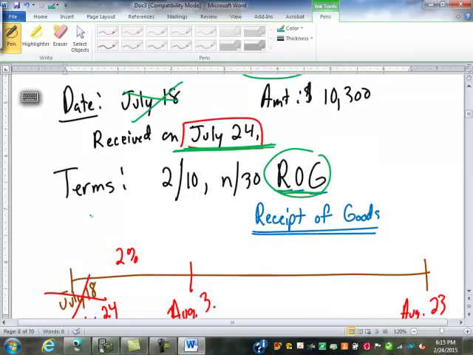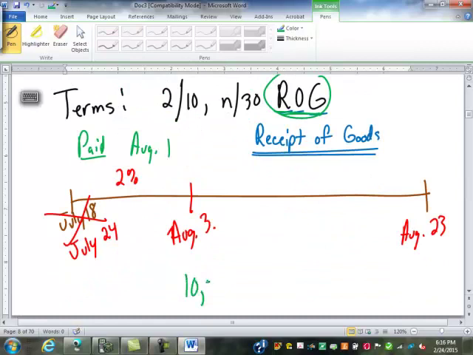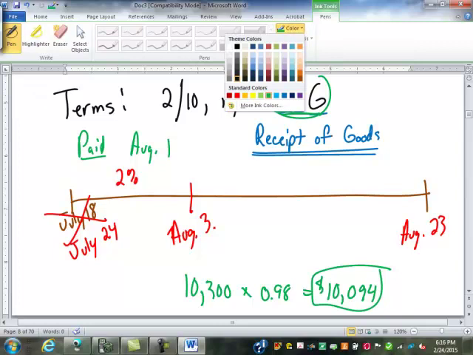So for this one, if it were paid on August 1st, which would have been outside of the discount period if we'd gone with July 18th, but since we have the ROG modifier, it is in the discount period, they're going to pay 10,300 times 0.98, which is going to give them $10,094 as their balance. Let's have you guys try one.